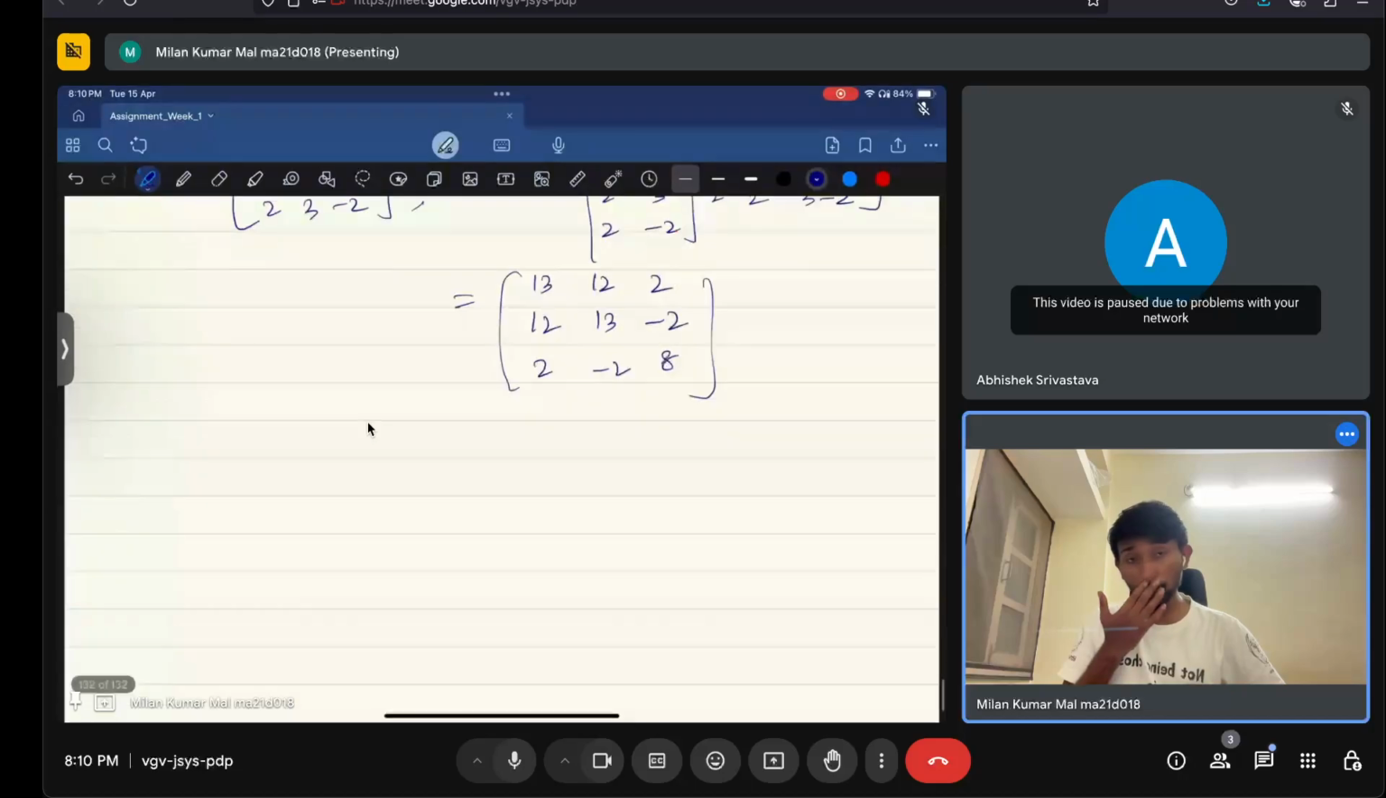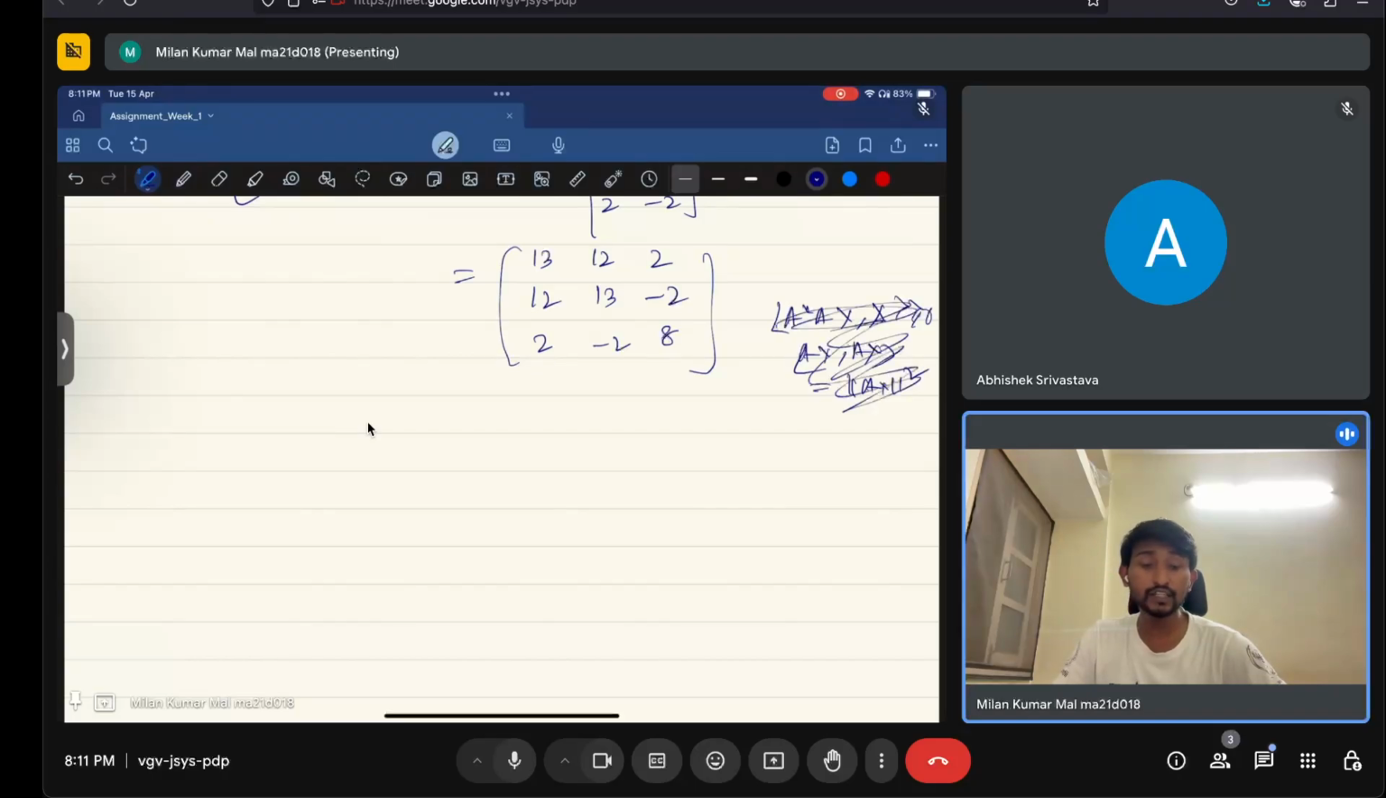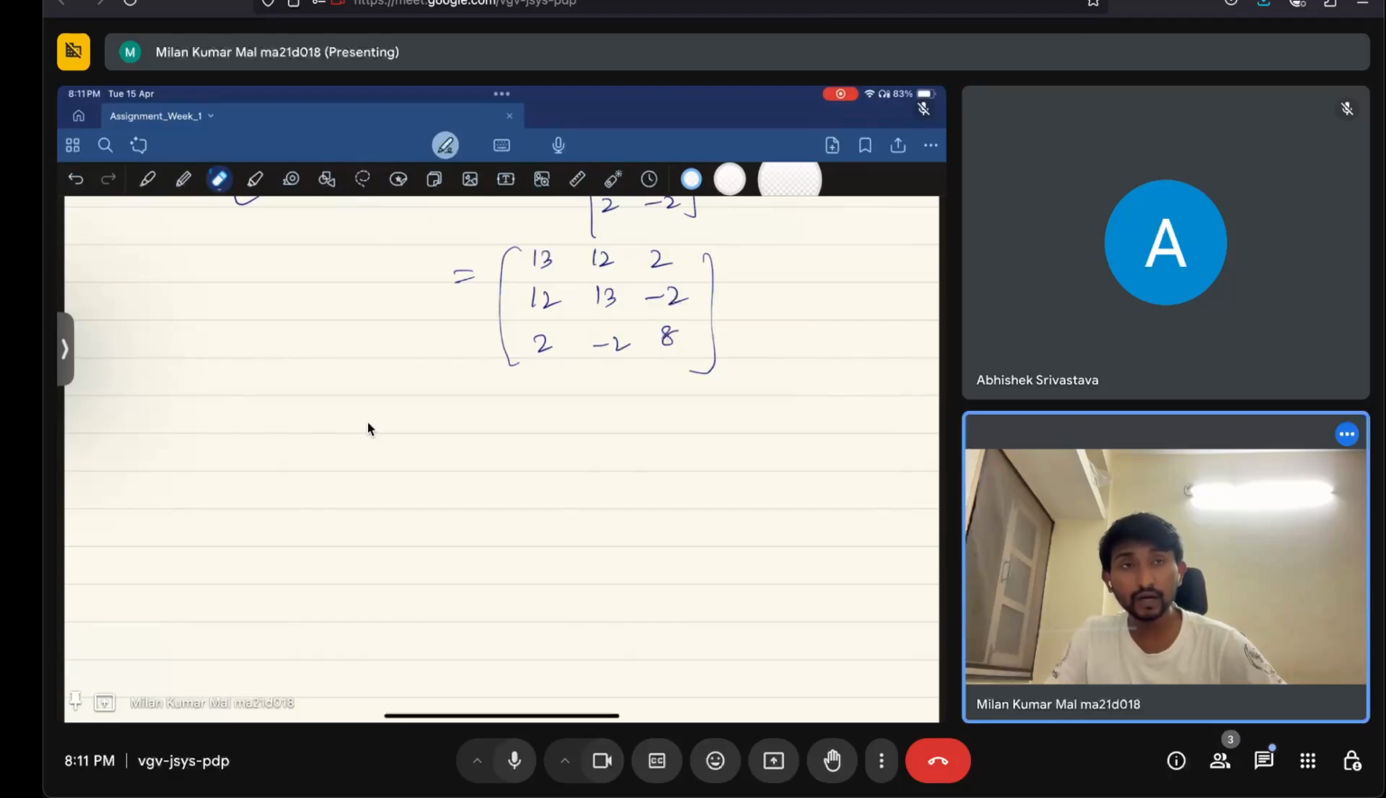Now you know that A star A is positive semidefinite. For any vector x, the inner product of A star A x with x is always greater than or equal to 0, because it becomes Ax comma Ax, which is the norm of Ax squared. That's why A star A is positive. So when A star A is positive, it must have a diagonalization.